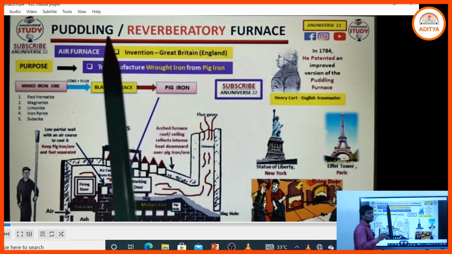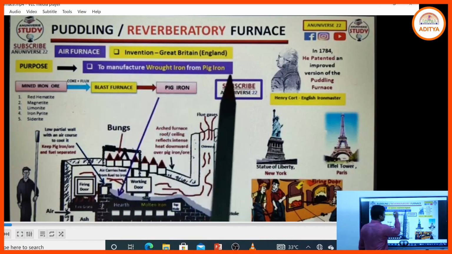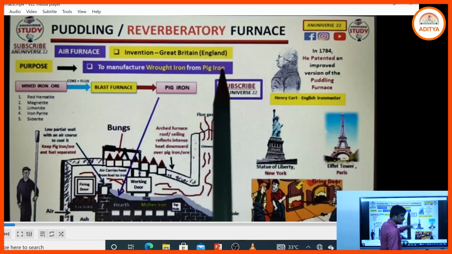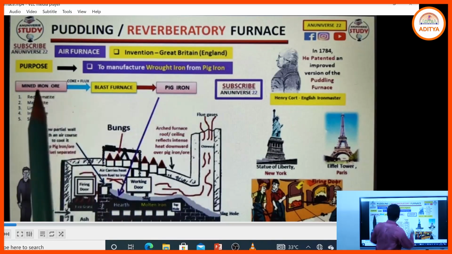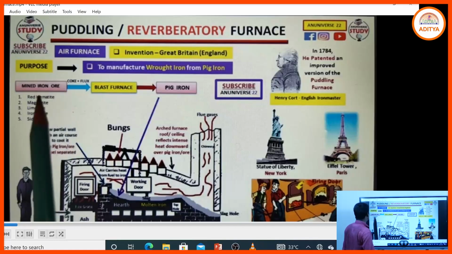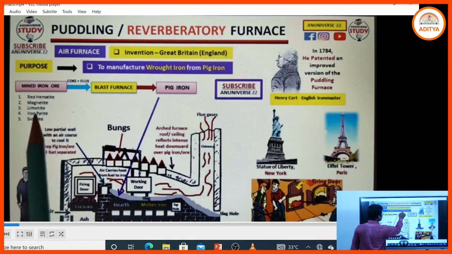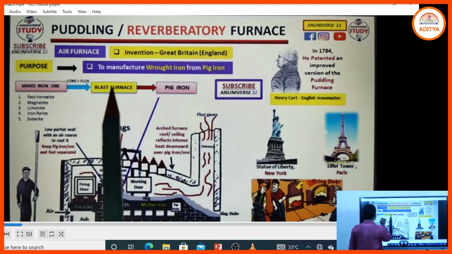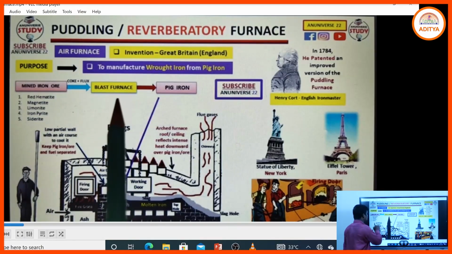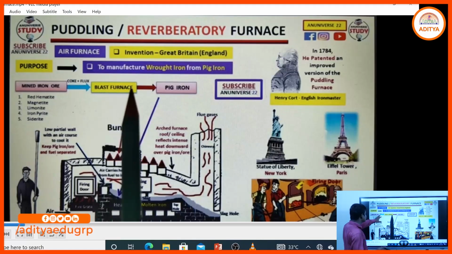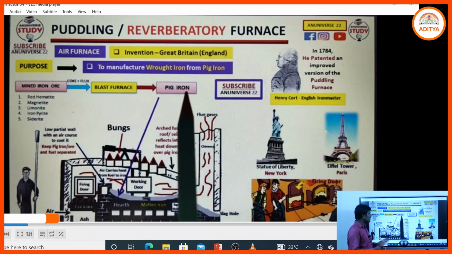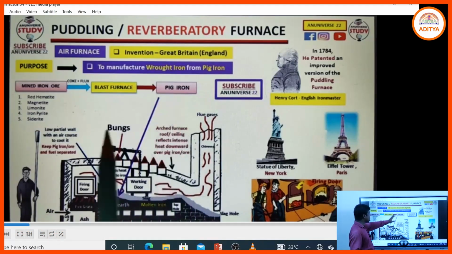From that pig iron we produce wrought iron, and using that wrought iron, the main base of the Statue of Liberty and the Eiffel Tower was produced. So the purpose is to manufacture wrought iron from pig iron. Generally, mined iron ore is mixed with coke and flux, then the blast furnace, meaning the reverberating furnace, is used to produce the pig iron, and from that pig iron we produce the wrought iron.